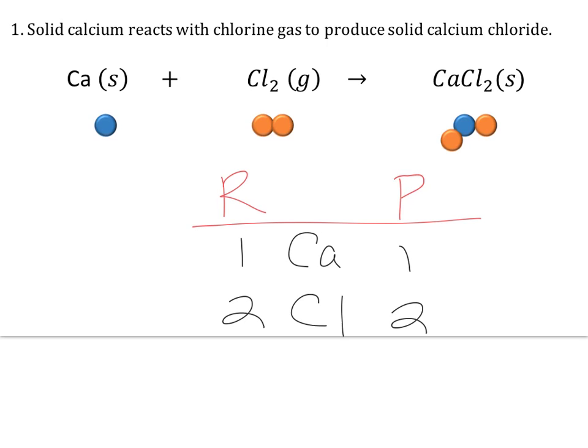So remember, our goal is to have equal numbers of atoms of each element on each side. Looking at our table, I've got 1 calcium on each side, 2 chlorine on each side, so we're good to go. For this particular case, when we wrote that equation out, it was already balanced, so we didn't have to do anything else to it.